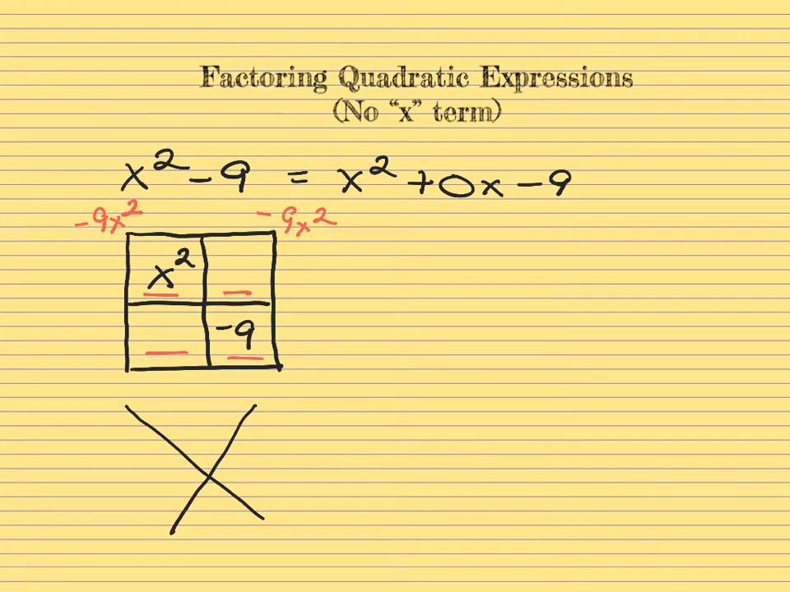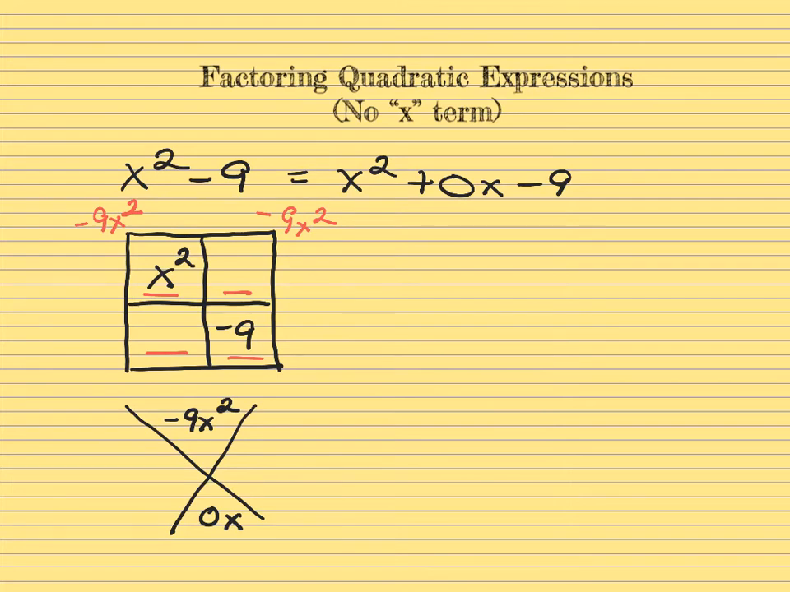The product that I'm looking for, the negative 9x squared, is going to go up top. And the sum that I'm looking for is going to be 0x, because there are no x's in this quadratic expression. And so what I'm looking for right now is a combination of numbers that will multiply to give me negative 9 and will add to give me 0.